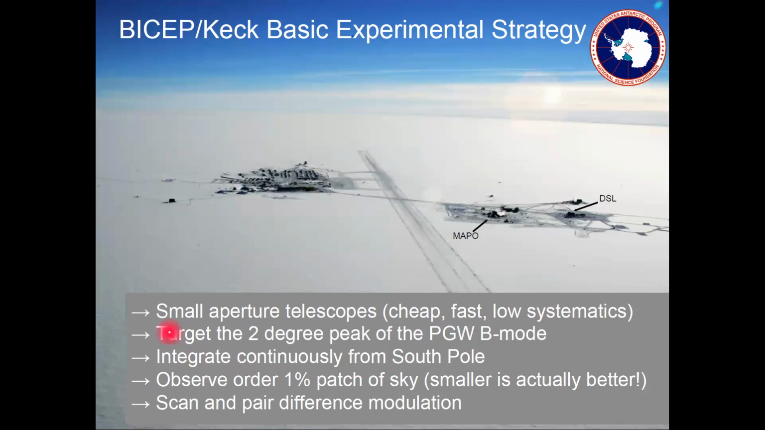Now, what do we do? What's our experimental strategy? We use these small aperture telescopes, these funny little telescopes. I'll tell you more about those in a moment. They're cheap, they're relatively quick to build, and they can have low systematics. We target this 2-degree peak, and we integrate from our observation site at the South Pole in Antarctica. We concentrate all of our experimental sensitivity onto a small patch of the sky, like a 1% patch of the sky. And formally, when you're after a first detection, the smaller the patch, the better, right? So that's actually a strength, not a weakness. And we use scan and pair differencing modulation to make the measurement possible.